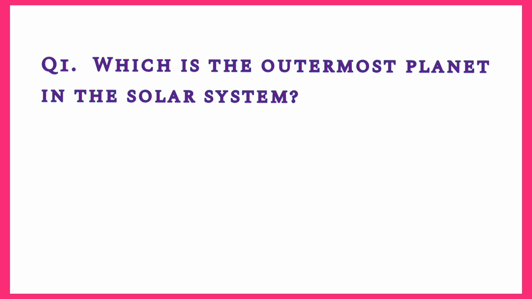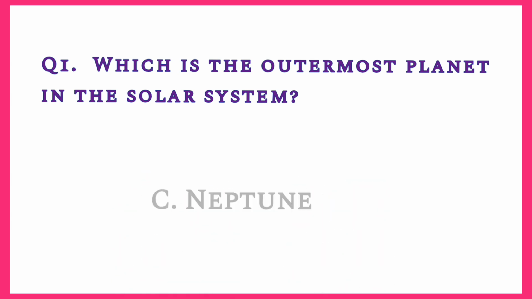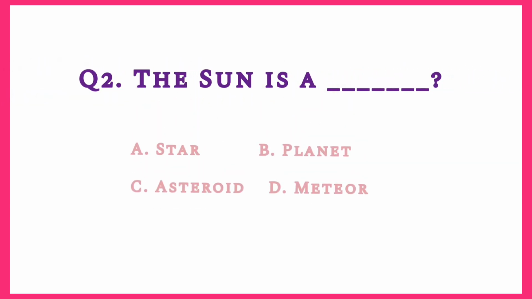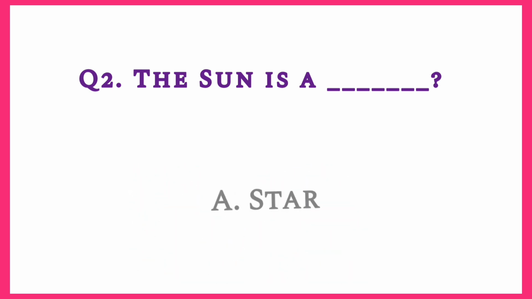Which is the outermost planet in the solar system? A. Mercury, B. Pluto, C. Neptune, D. Uranus. The right answer is C. Neptune. The Sun is A. Star, B. Planet, C. Asteroid, D. Meteor. The right answer is A. Star.